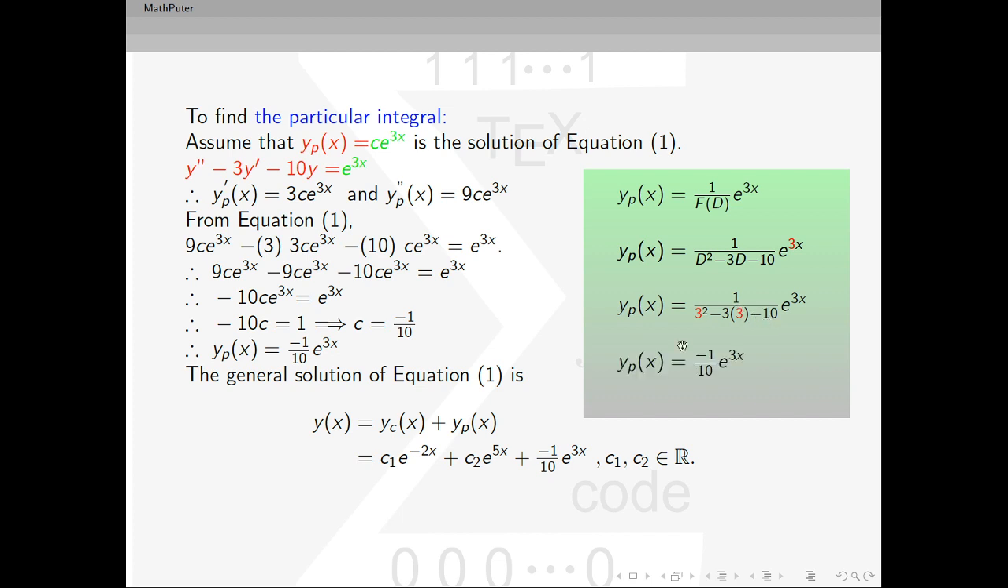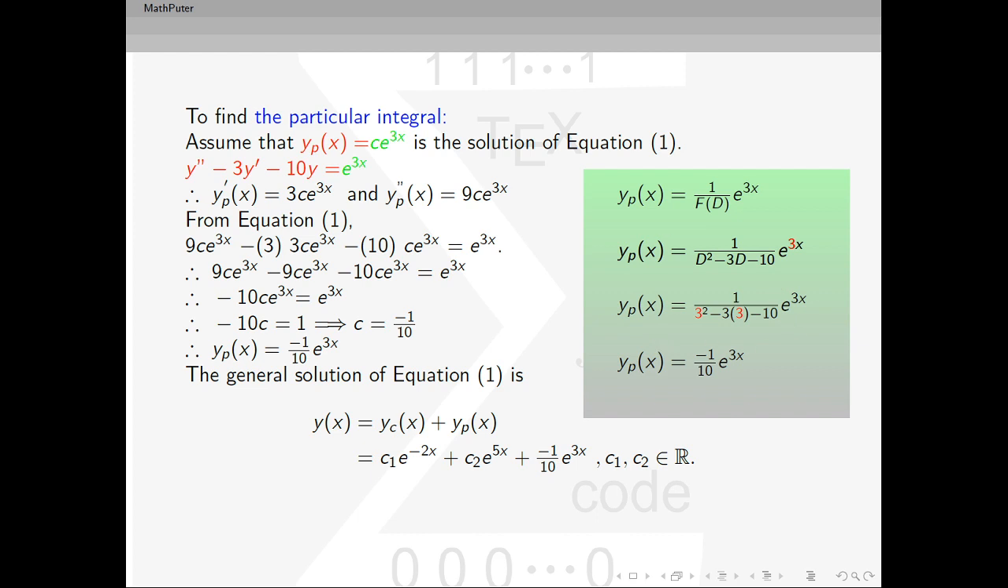This is minus 10. So we have minus 1 upon 10 e raised to 3x. So I think this method is much easier than this. Here we find the first derivative, second derivative, and substitute into the equation, and then we compare the coefficient of e raised to 3x, which gives us c is equal to minus 1 upon 10. Here we just substitute this 3 in place of d and we have the solution. In the examination you can apply any method, this method or this method, to find the particular integral.